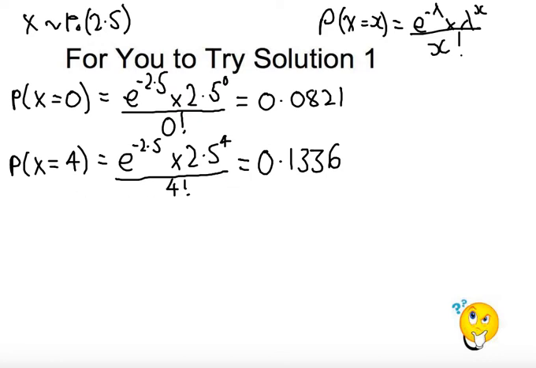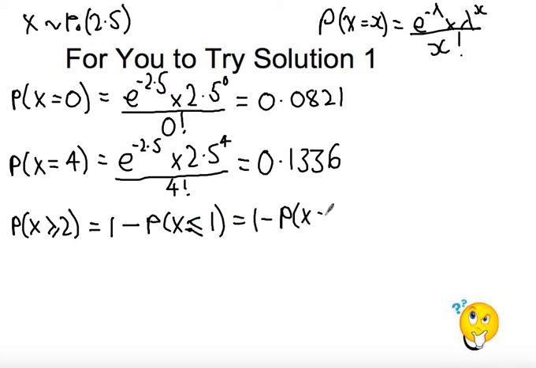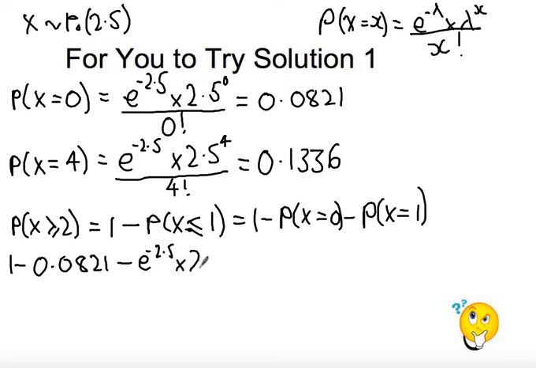Okay, so finally, we then wanted the probability x was greater than or equal to 2. So very similar to what we did in the previous question, except this time I'm going to include 2 as one of the probabilities. So I want to, again, find the total probability, but subtract all of the outcomes that are not included in this. So that's probability x less than or equal to 1. So we get 1 minus probability x equal to 0 minus probability x equal to 1. So when we work through this, we already have the probability of x equal to 0. It's 0.0821 minus probability x is equal to 1. So we're going to get e to the minus 2.5 times 2.5 to the power of 1 over 1 factorial.